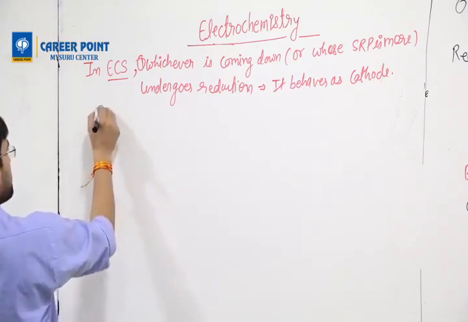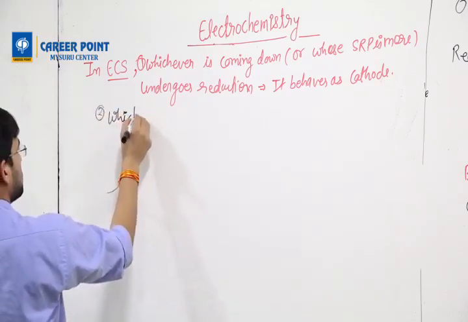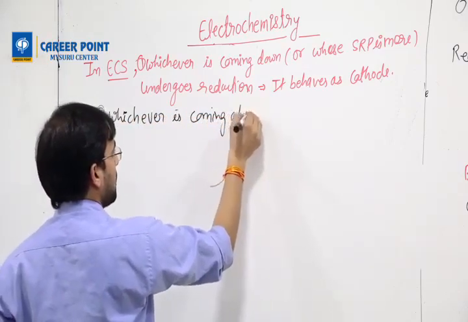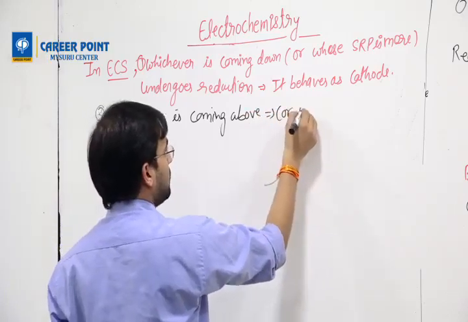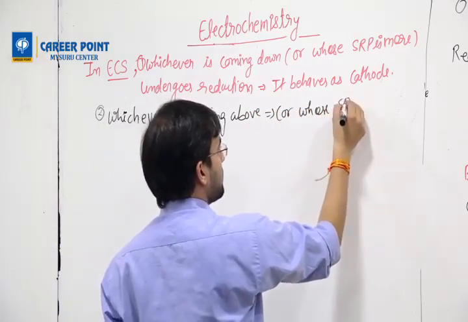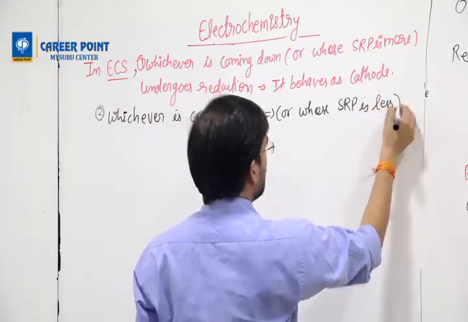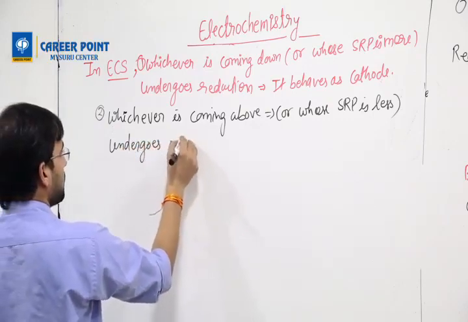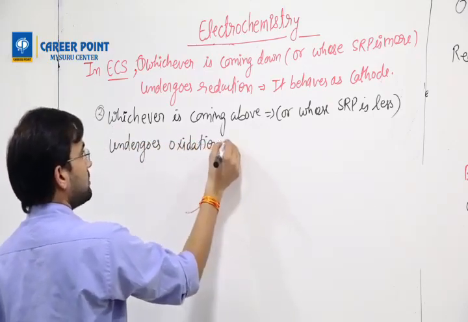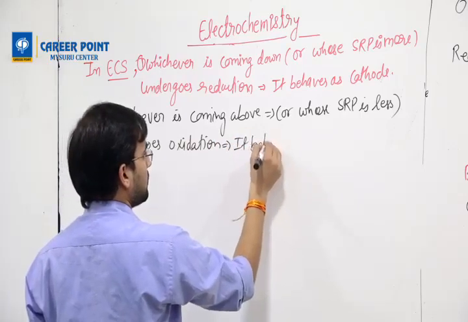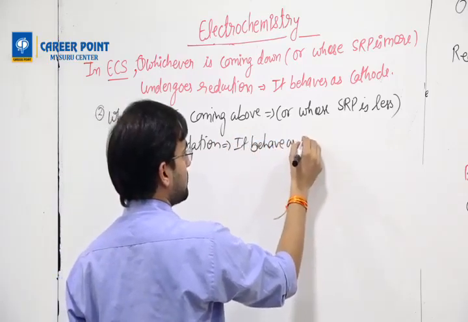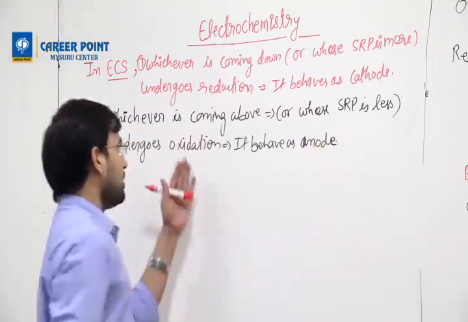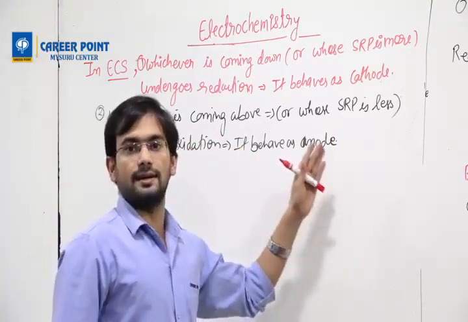The second point is, whichever is coming above, or whose SRP is less, undergoes oxidation. It behaves as anode, because oxidation always occurs at the anode.